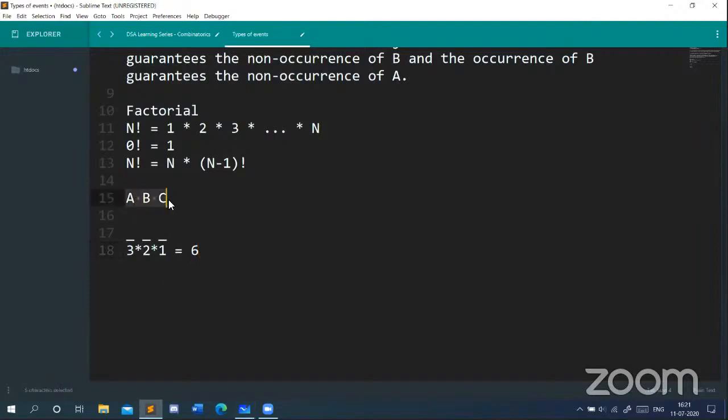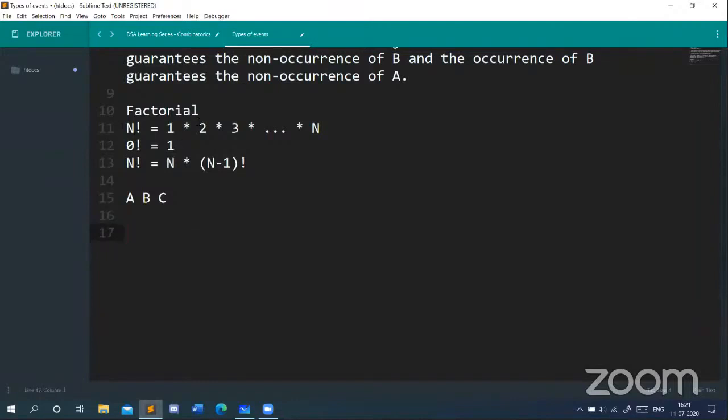For the case of 3, we're getting 3 times 2 times 1. If these were n events, that would be n times n minus 1 times n minus 2, and so on till 1, and that would be n factorial. And you can see here, 6 is nothing but 3 factorial, 1 times 2 times 3. All right.